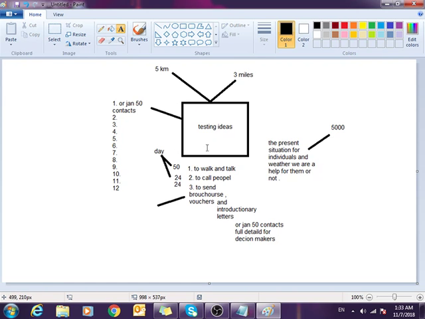Like here's a square. I'm looking if I'm going to walk and talk, just like that, with a catalog or with my idea on paper. Okay, and a presentation or questionnaire or something like that. I will reach 50. I will do 50 presentations. To call people, I expect that I will do 24 calls per shift, 4 hours. Another 24 calls per shift, 24 presentations.